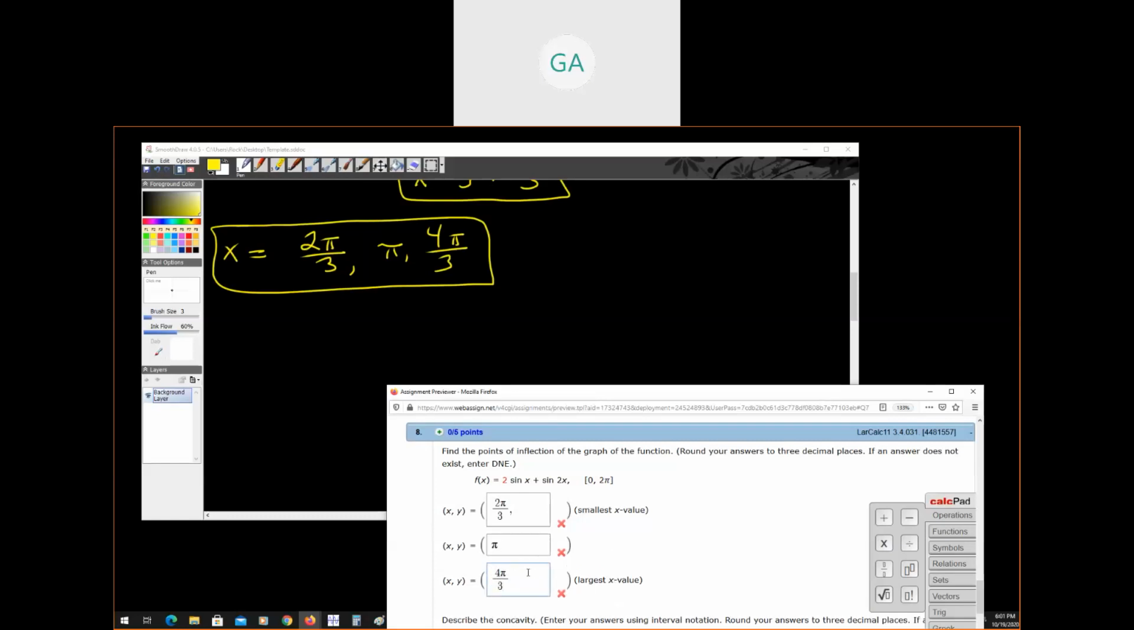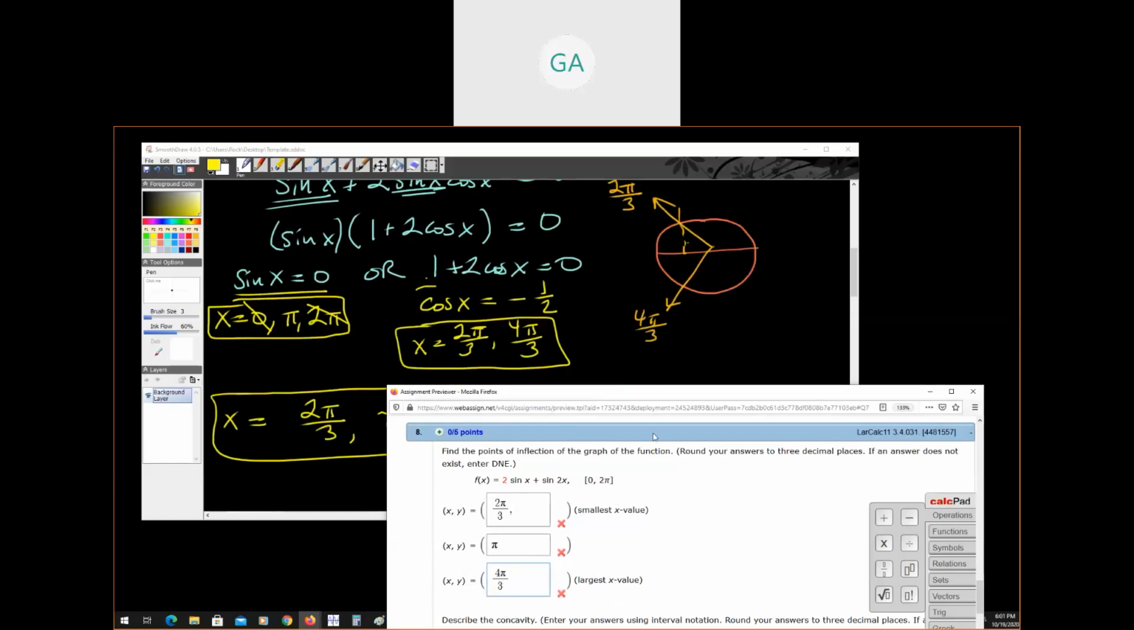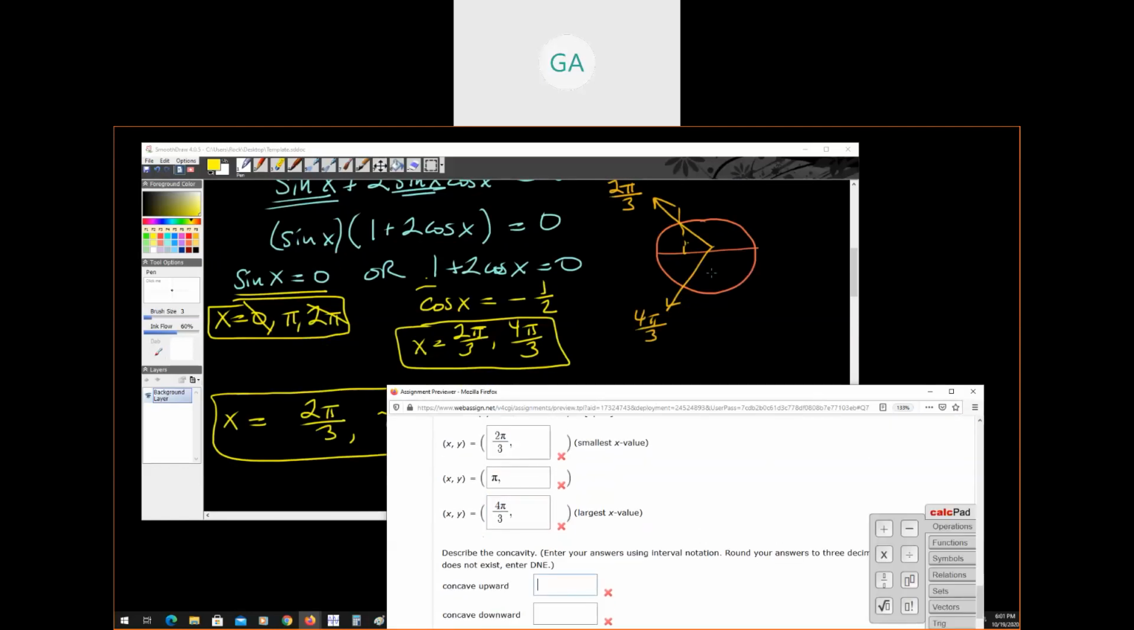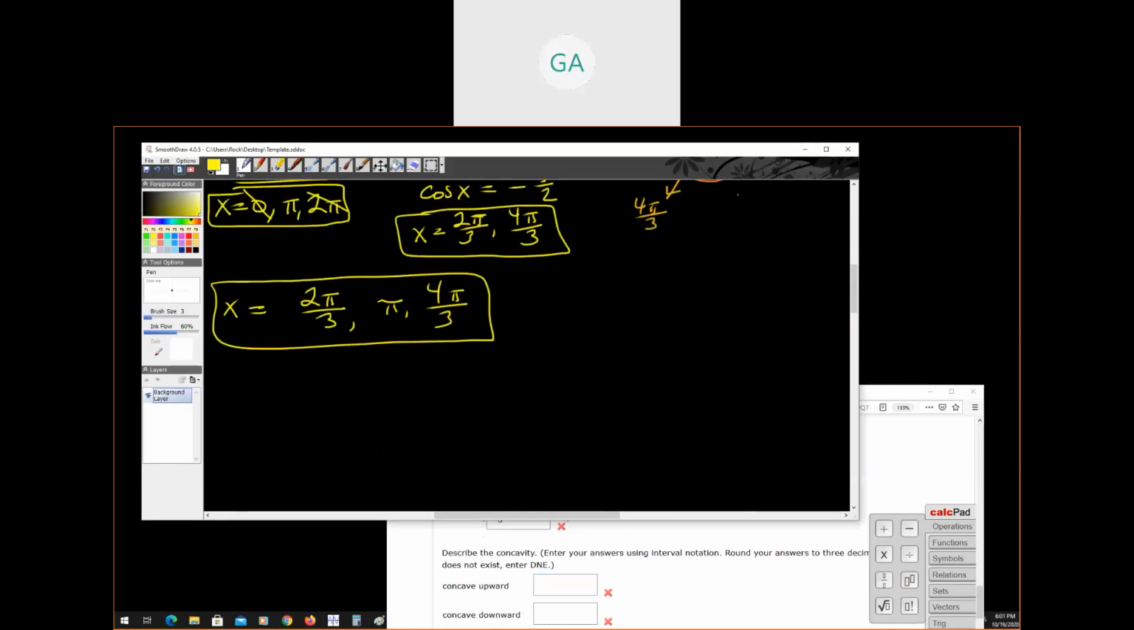Oh, wait a minute. 2 pi over 3. Oh, no, that's right. 4 pi over 3 is bigger than pi, right? And then you just have to find the y values. And so those are the places where there are possible inflection points. Right in the middle is pi. Right around here is 2 pi over 3. And let's say that's 4 pi over 3.